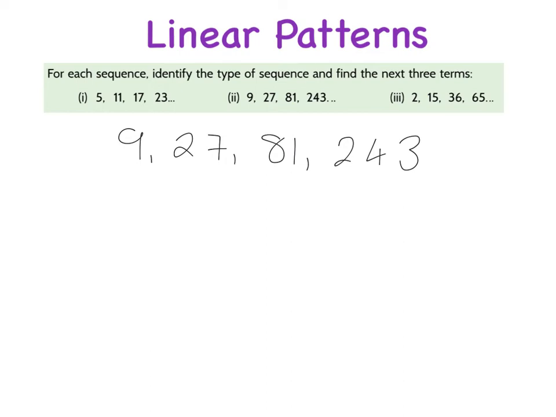So straight away we can see that there is a common number between these. We're multiplying by 3 each time. 9 by 3 is 27, 27 by 3 is 81, and 81 by 3 is 243. So what we're doing is we're multiplying by 3. And again, my pattern is a constant number, therefore it's linear.